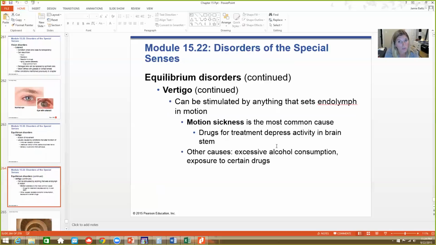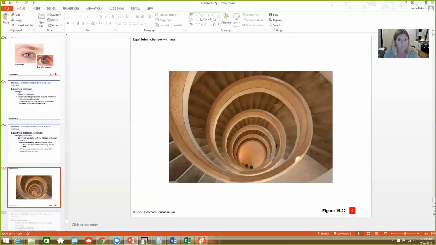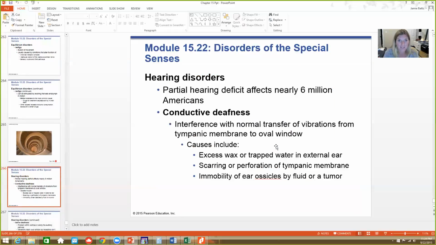There are drugs to depress the activity of the brainstem. Other causes would be alcohol consumption or exposure to certain drugs, where you lose your balance and feel like you're moving, or you're lying in bed and you feel like the room is spinning even if it's not. Equilibrium changes with age, just like everything else.